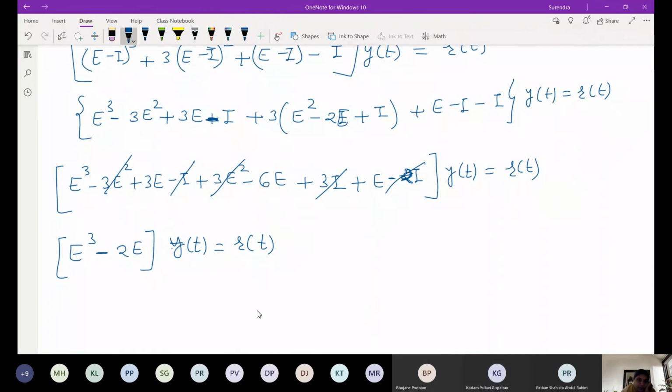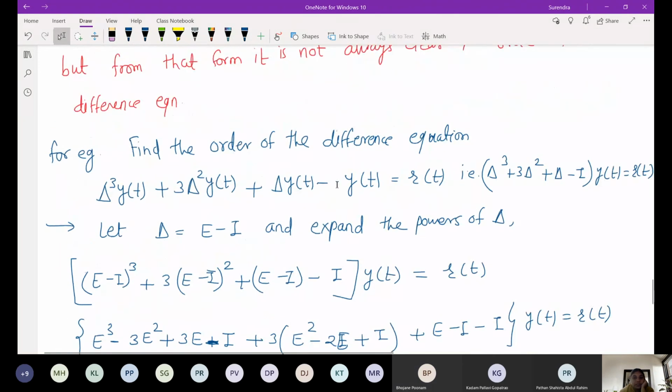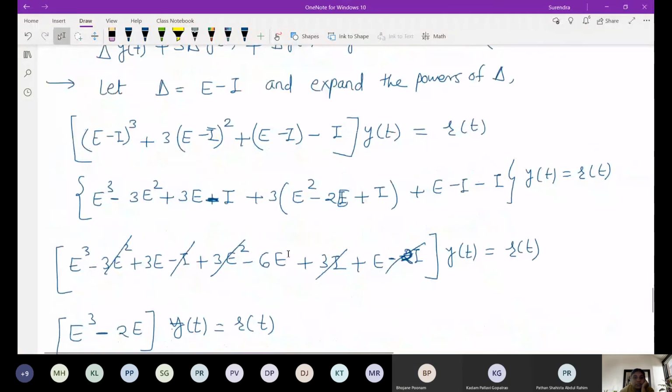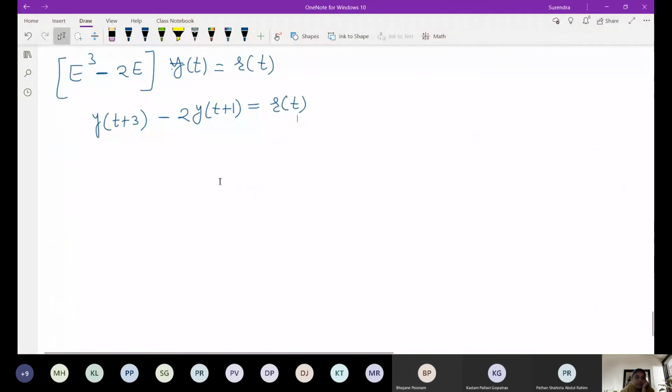E cube operated on yt is y at t plus 3, minus 2 times E yt which is y at t plus 1, equal to rt. So this whole equation is nothing but this equation only. So what is the order? 2. The order of this difference equation is t plus 3 minus t plus 1, which is nothing but 2.